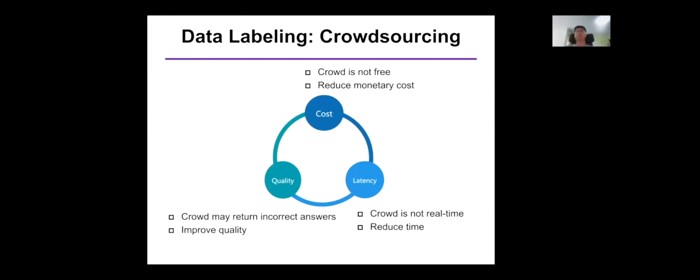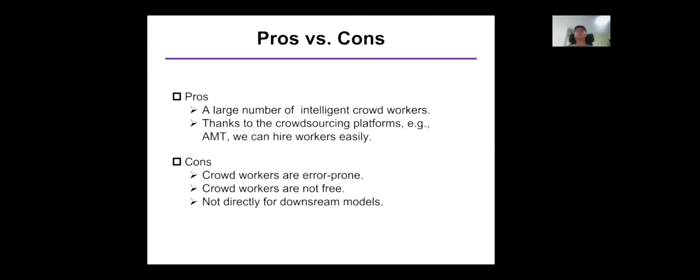For example, if you want to improve quality, you may assign your task to multiple workers, and so the cost is large. The pros of the crowdsourcing method is that you can hire a large number of intelligent workers. Thanks to crowdsourcing platforms like AMT, we can hire workers very easily. The disadvantages are that crowd workers are error-prone, so you need to improve quality, and crowd workers are not free.